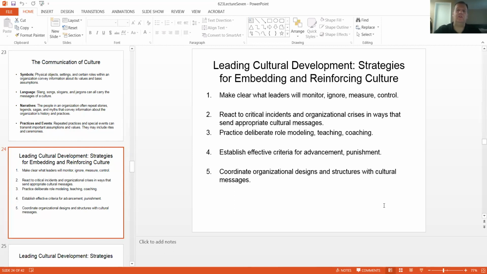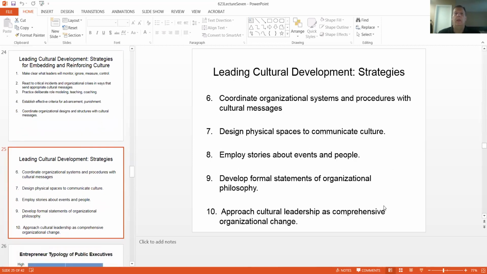Coordinating the design and structure of the organization communicates culture. How you coordinate your organization system also then will communicate culture. How you design your physical space communicates culture. And there again is a whole body of literature. If you've ever done any work in housing policy, you know that there's a whole segment of housing policy that speaks to the impact of environment on behavior, the impact of physical space on behavior.